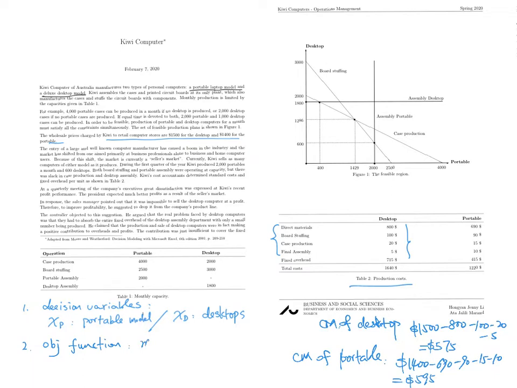So we write max Z equals $575 XD plus 595 XP. Then that's how we define the objective function. So we have the decision variables, we have the objective function. So next step, we try to formulate the constraints.